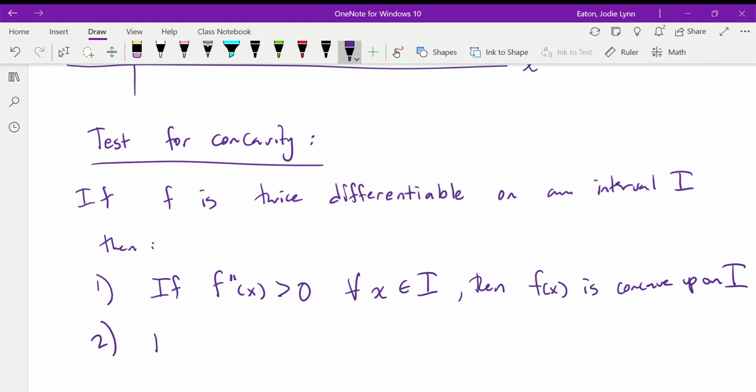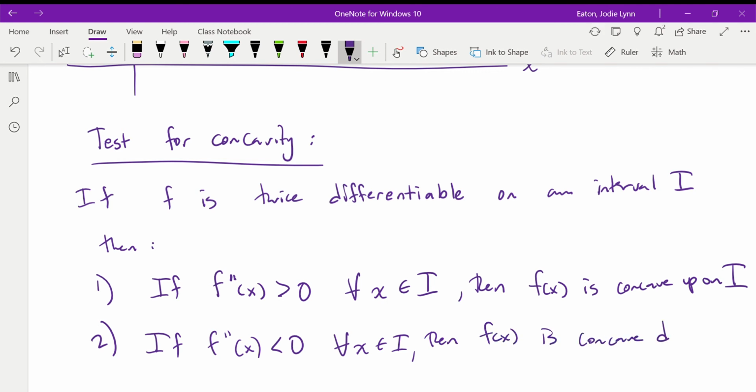And number 2, if f double prime of x is negative for all x on the interval, then f of x is concave down on I. So here we're not looking at the derivative, we're looking at the second derivative. When the second derivative is positive, we are concave up, which means the derivative is increasing. And if the second derivative is negative, we are concave down, which means the derivative is decreasing.